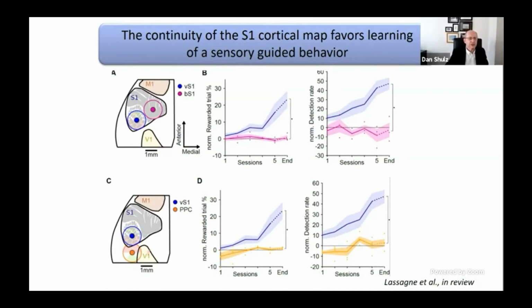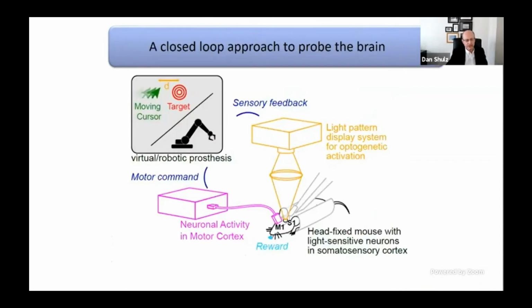And as you can see here, for both the somatosensory cortex outside of the barrel cortex, as well as for the posterior parietal cortex, there is no learning. So we, in fact, conclude that the continuity of the somatosensory cortical maps in the barrel field favors the learning of a sensory guided behavior. And this is important because if you want to apply this in a closed loop brain-machine interface, you have to take this into consideration. And this is what we have done next.